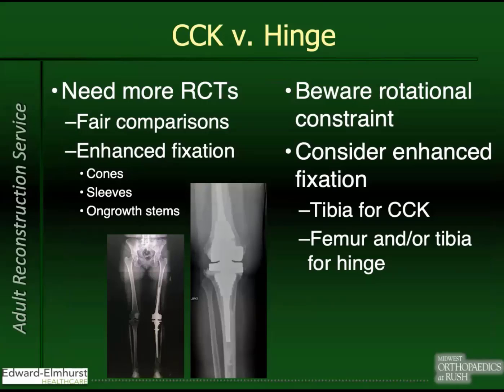So I really think ultimately, though, we need more RCTs. We need randomized clinical trials so that we can get good comparisons of cases that are appropriate for both. Most of the time, the hinges don't get an unfair shake. They basically are the worst cases, and CCKs sometimes, or most often, get the easier cases. We also have enhanced fixation devices like cones, sleeves, and on-growth stems. So those are also things that may enhance the fixation and decrease the risk for loosening for these implants. And maybe people will be less afraid of using a hinge in the future.